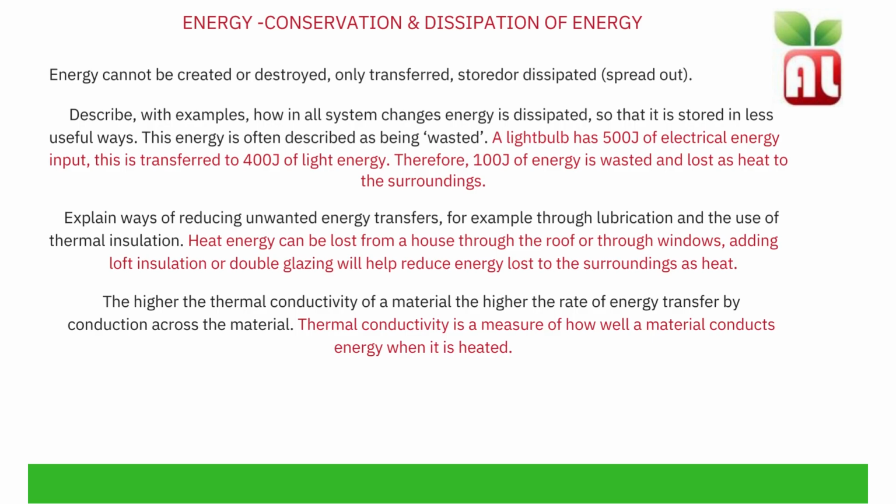An example: a light bulb has 500 joules of electrical energy input. This is transferred to 400 joules of light energy. Therefore, 100 joules of energy is wasted and lost as heat to the surroundings, in the form of thermal energy.